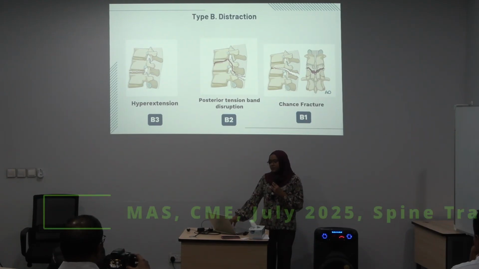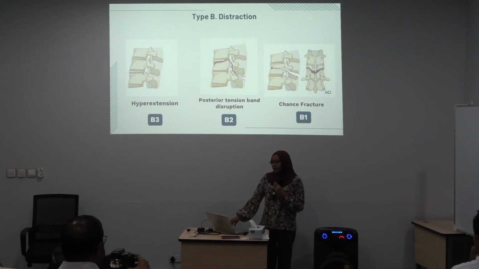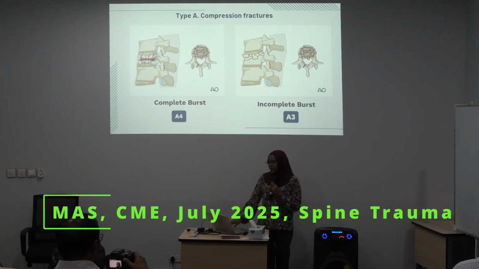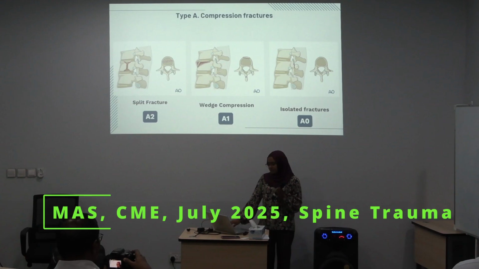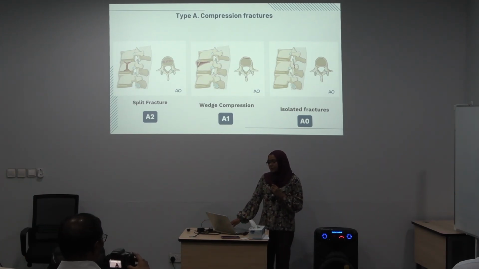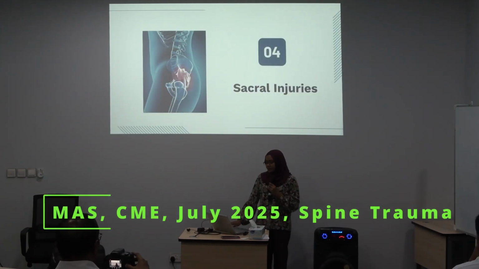In type B injuries we see distraction injuries, going from most unstable to stable, where we see hyperextension to chance fractures, and then incomplete burst where both end plates are involved. Type A compression fractures are when we see split fractures, and then it goes from most unstable to stable, where A0 is only isolated fractures.